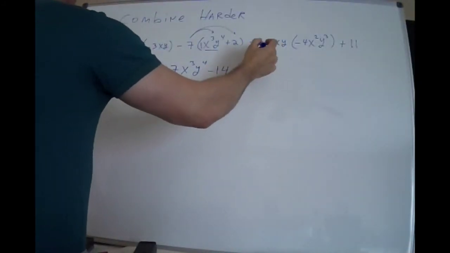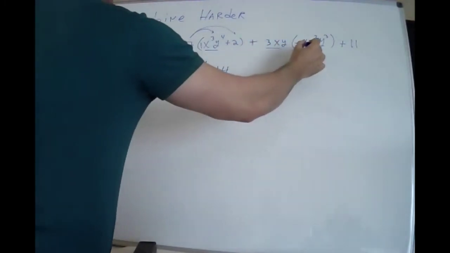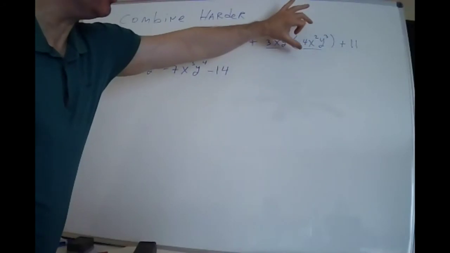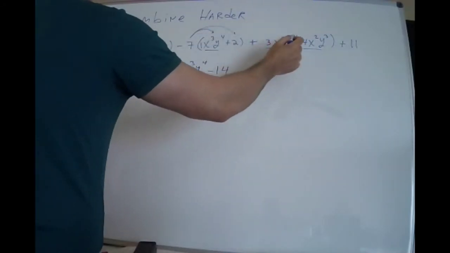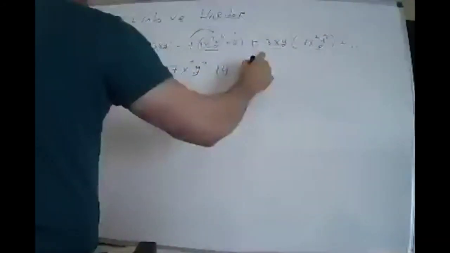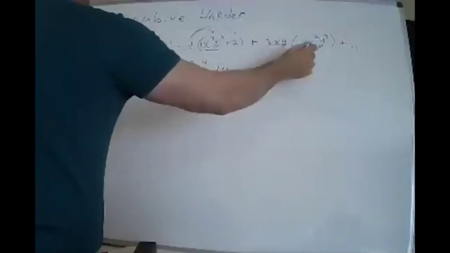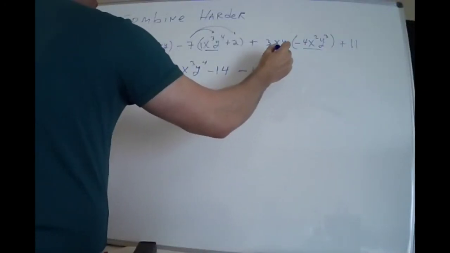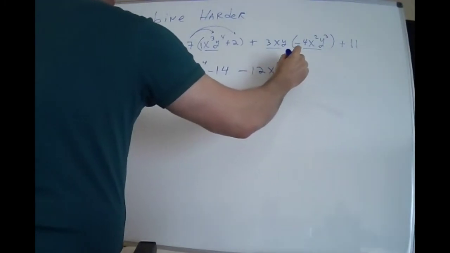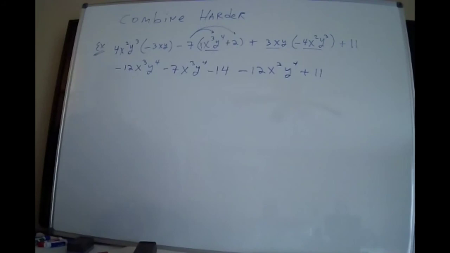So now, again, you have to multiply this by this. This is not 2 terms. This is not 3 terms. This is a single term. So I have to do positive 3 times negative 4, which is negative 12. I have to do x1 times x2, which is x3. y1 times y3, which is y4. And then I have a positive 11 sitting there and hanging out and wondering what to do with itself.